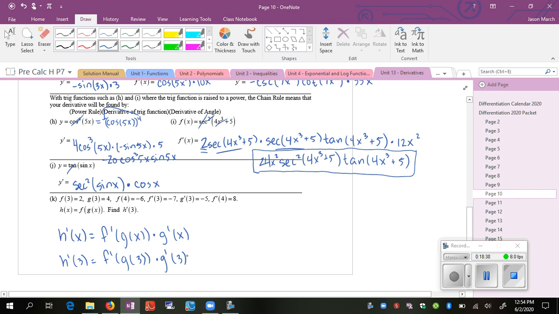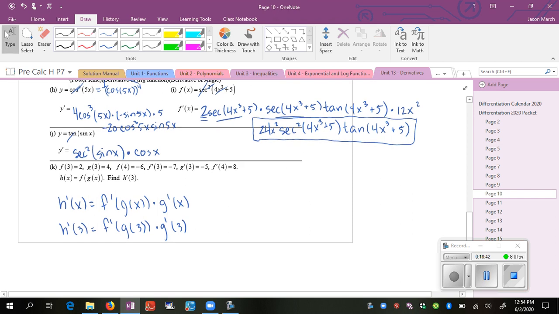So we have numerical values we can plug in here. We're looking at f prime of g of 3 was given as 4 times g prime of 3 was given as -5. F prime of 4 we can now find as 8. So we have 8 times -5. So our final answer is -40.